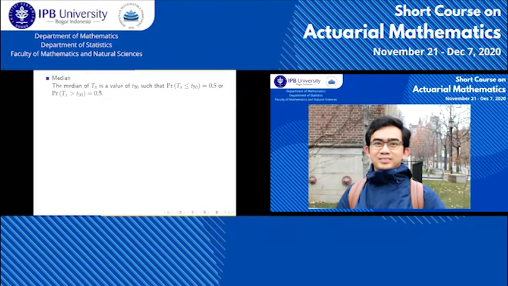We may also be interested in percentiles associated with Tx or possibly a mode. So if we want to find the median of Tx, we would look for the value of T50 such that the probability of Tx being less than or equal to T50 is equal to a half, or the probability of Tx being larger than T50 is equal to 1/2.